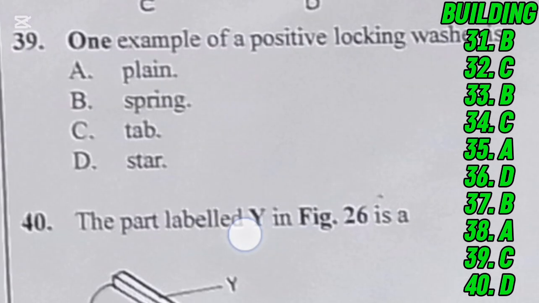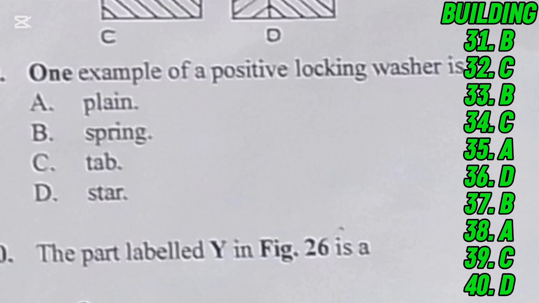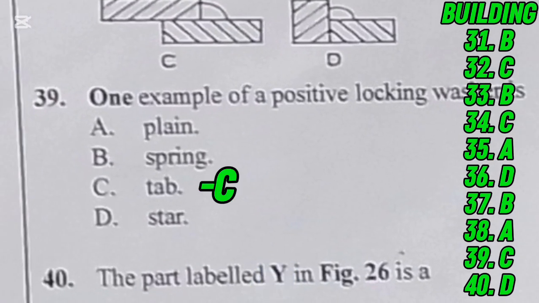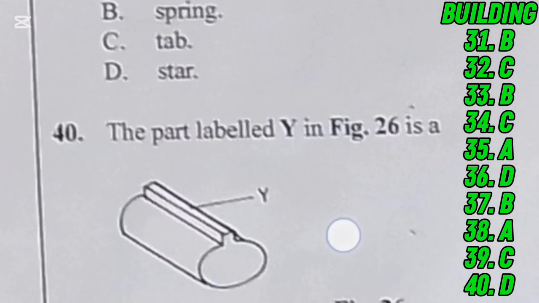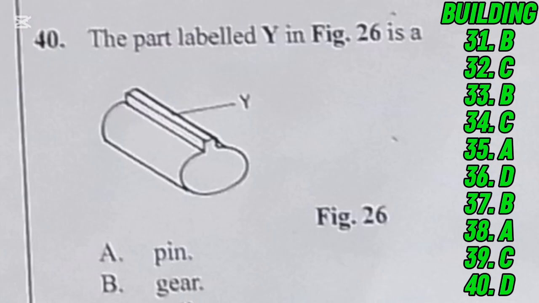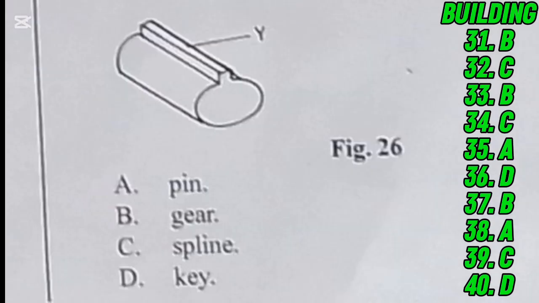Now question 39, one example of a positive locking washer is, of course, tab. C is the correct answer. Not plain, not spring, not star. The correct answer is tab, which is also the same. Now finally question 40, the part labeled Y in figure 26 is key. D is the correct answer. I hope this is clear.